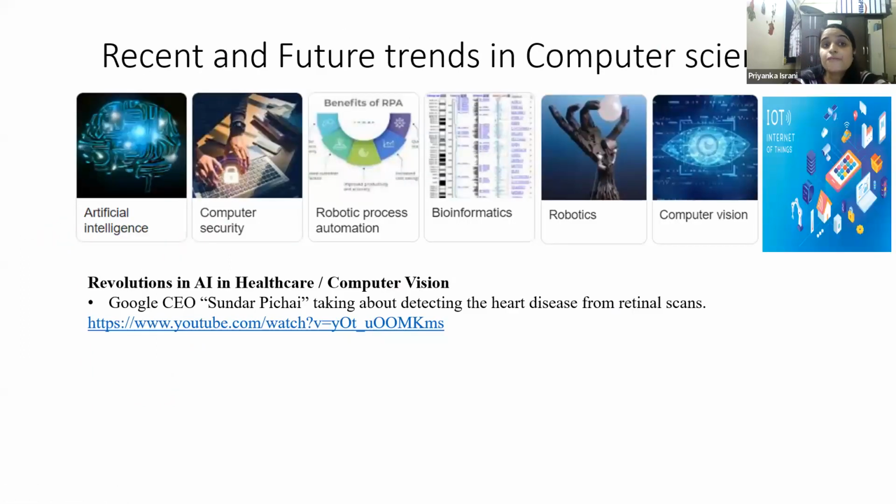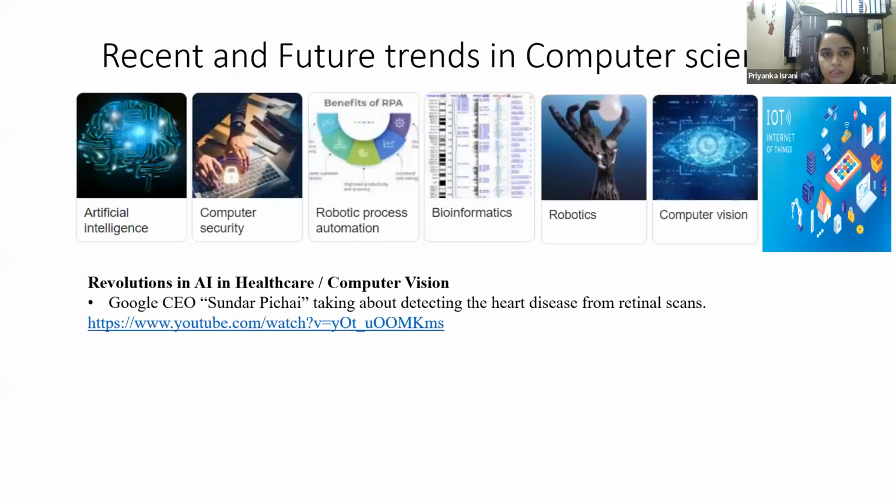Next is, what are the recent and future trends in computer science? The first, which almost everyone knows, is artificial intelligence. Artificial intelligence is playing a very wide role in every industry. Especially it is creating a revolution in healthcare and in the computer vision field. Artificial intelligence is coming everywhere: in healthcare, in e-commerce sites, in the economy. Everywhere artificial intelligence is playing a key role. What is artificial intelligence? I will give you brief details after 2 to 3 slides.